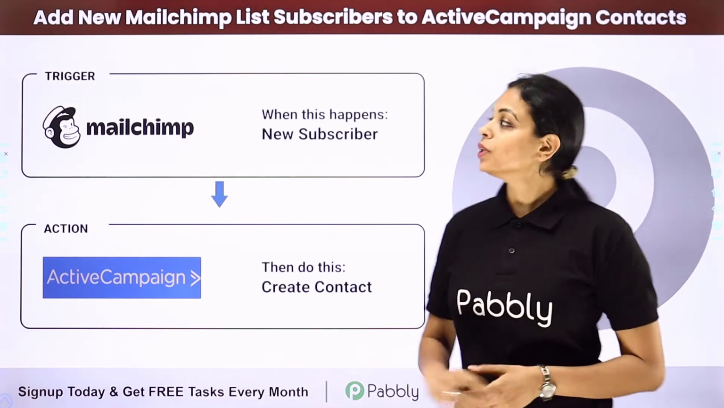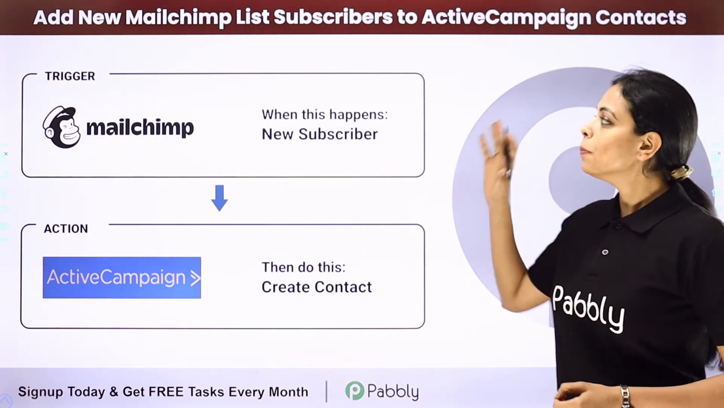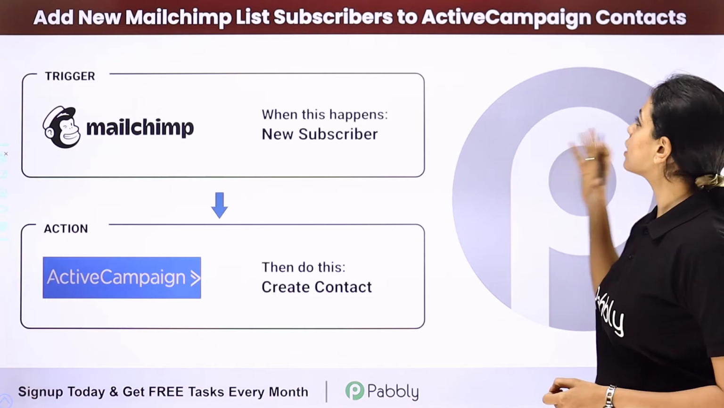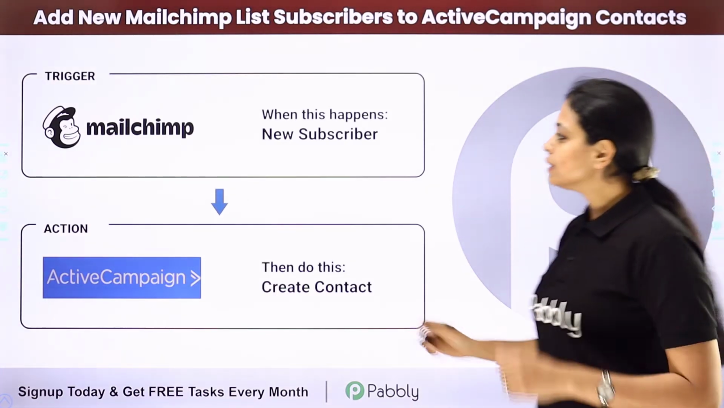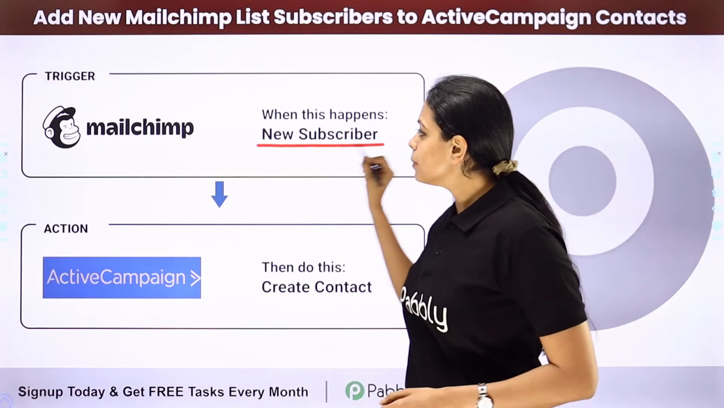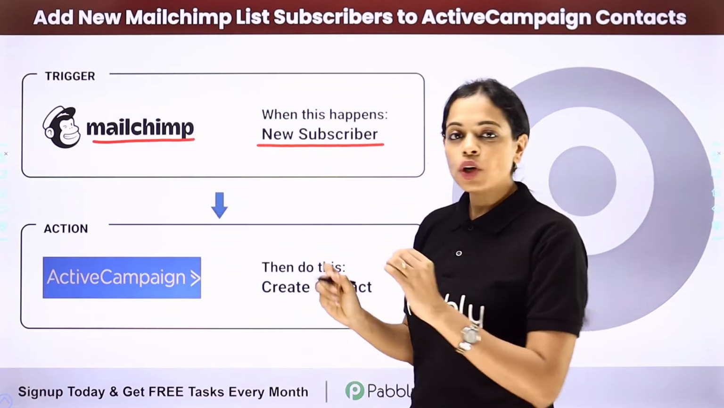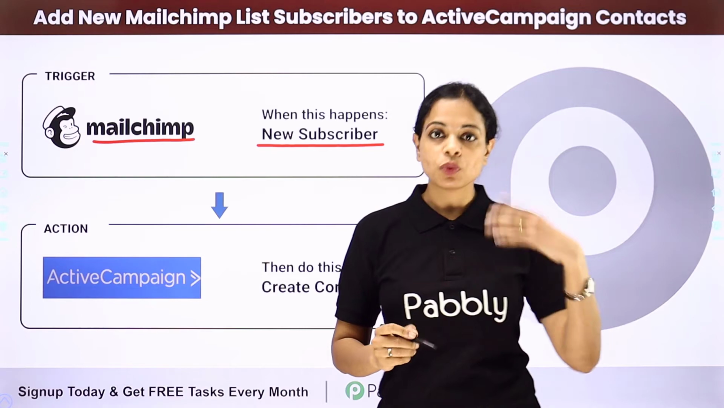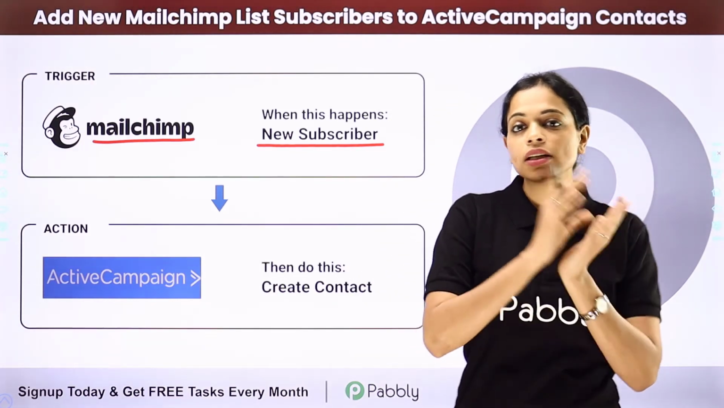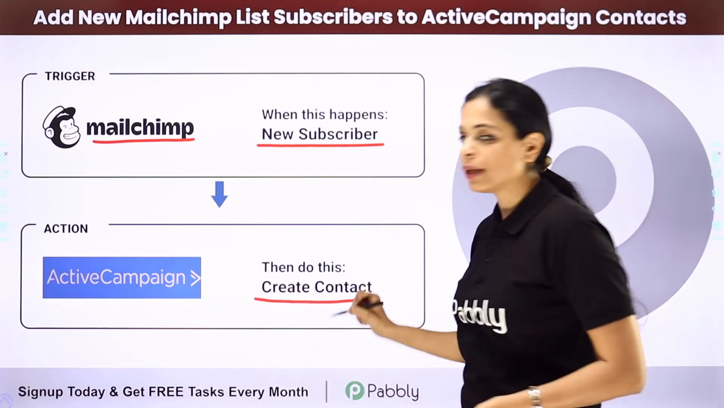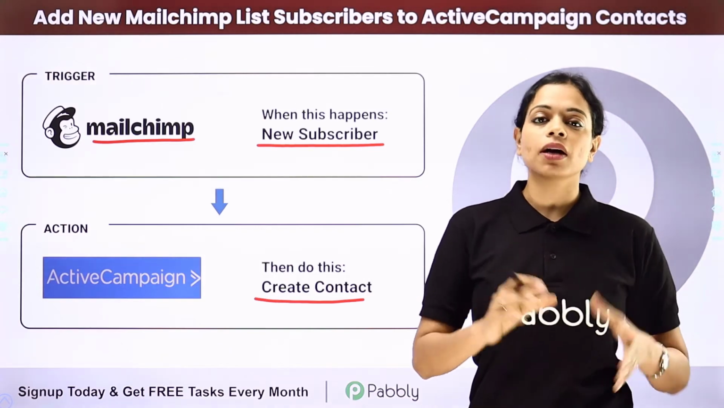In this video, we are going to see how to add new Mailchimp list subscribers to ActiveCampaign contacts. So let's say that every time a new subscriber is added to Mailchimp, which is an email marketing tool, you want to create a contact with the details of the user in ActiveCampaign, which is a cloud-based sales and marketing tool.